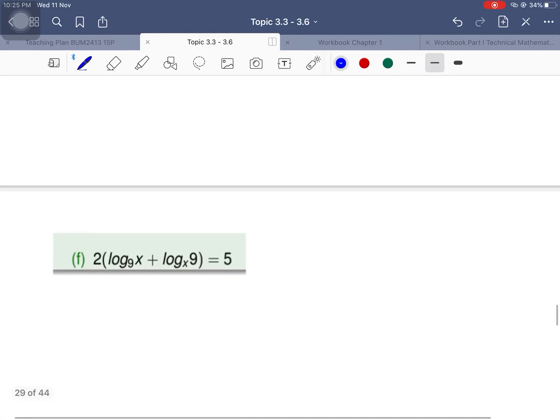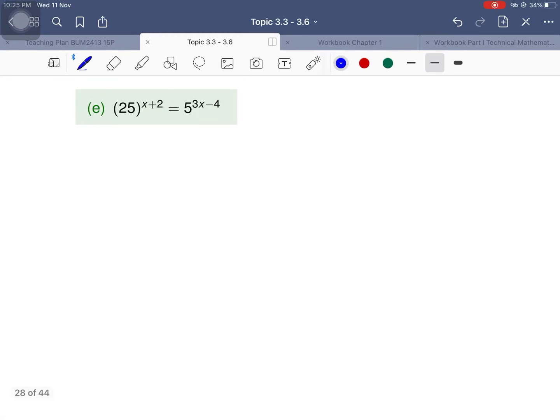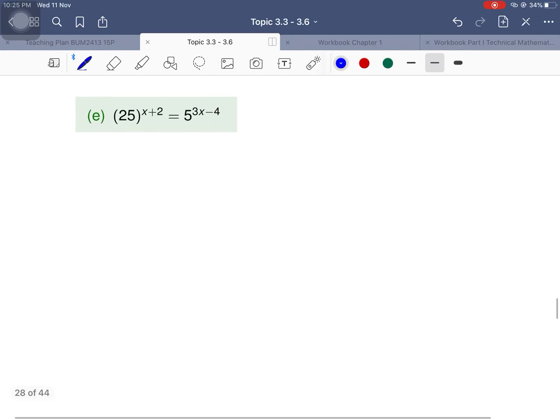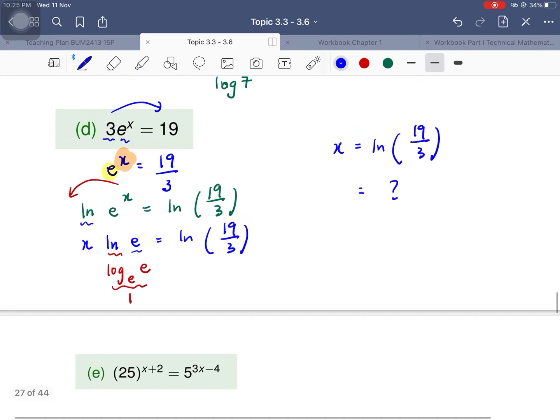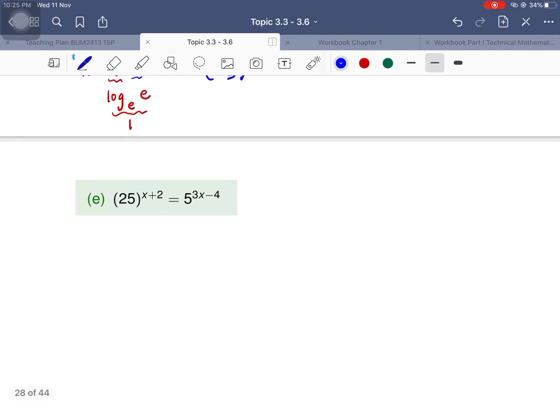And number 5, is it the last one? No, I still have another 2 remaining. So this is going to be more like an index equation. So I have 25 to the power of x plus 2 equals 5 to the power of 3x minus 4. So what happened is that I have 2 numbers over here. So I have 2 bases. One is 25 and the other one is indexed with a base of 5. So the first thing that you should ask yourself is, is there any relation between these two?